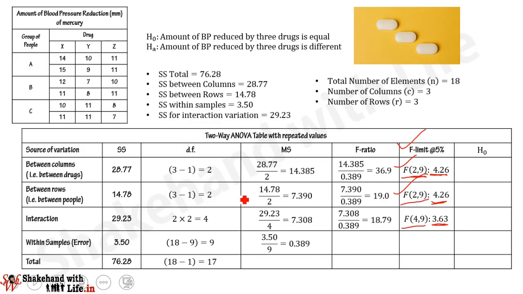So this way we can calculate the F limits corresponding to the first factor, which is the drug, so variation between the drugs, and the second factor is variation between the group of people, and the third factor is interaction between the drug and group of people. So here we have calculated the three F limits. Now in the next slide we'll compare the F ratio and F limits and conclude about the hypothesis, our null hypothesis.